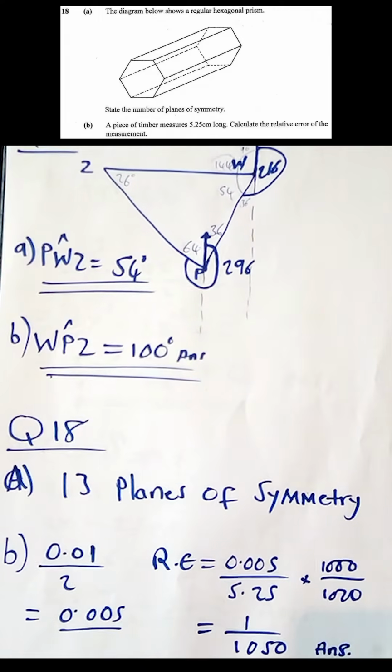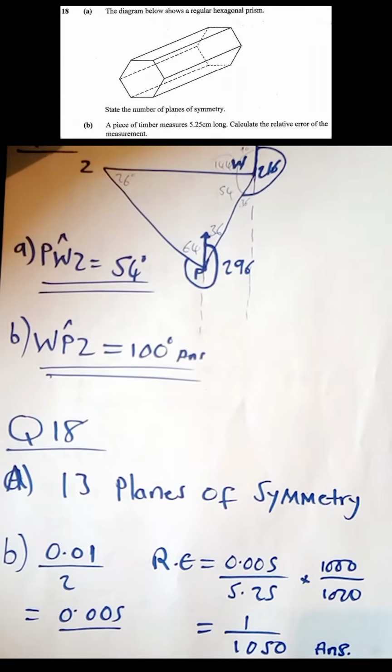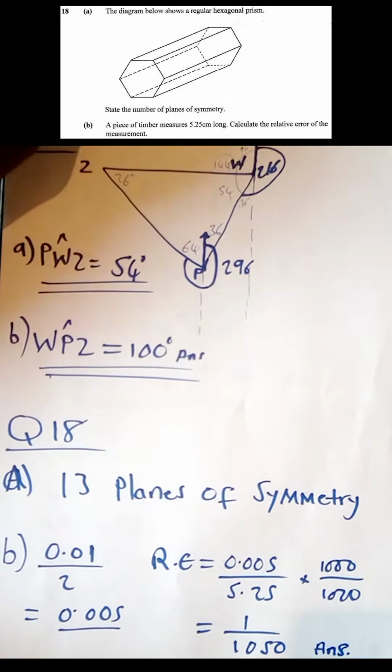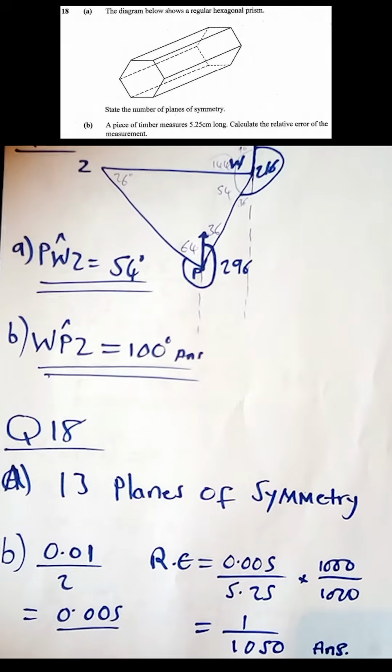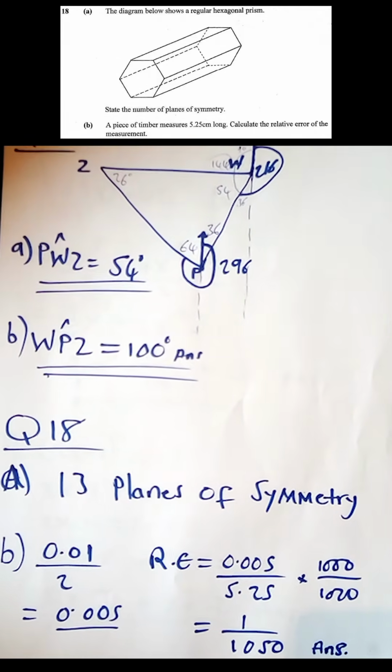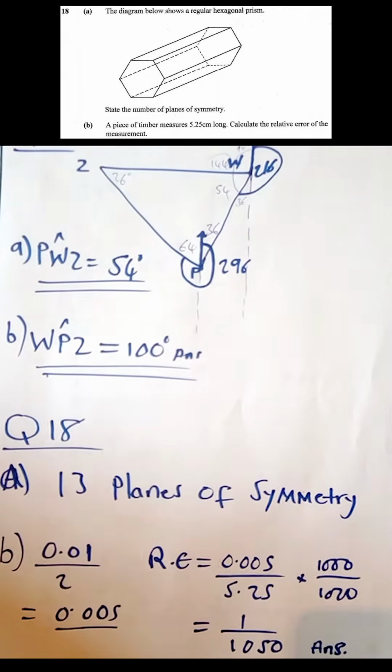So question number 18. We are given that diagram and we've been told to find how many planes of symmetry it has. So that diagram has got 13 planes of symmetry. You can cut it into 13 parts, and those parts can still be folded. That's what it means. So it has 13 planes of symmetry.